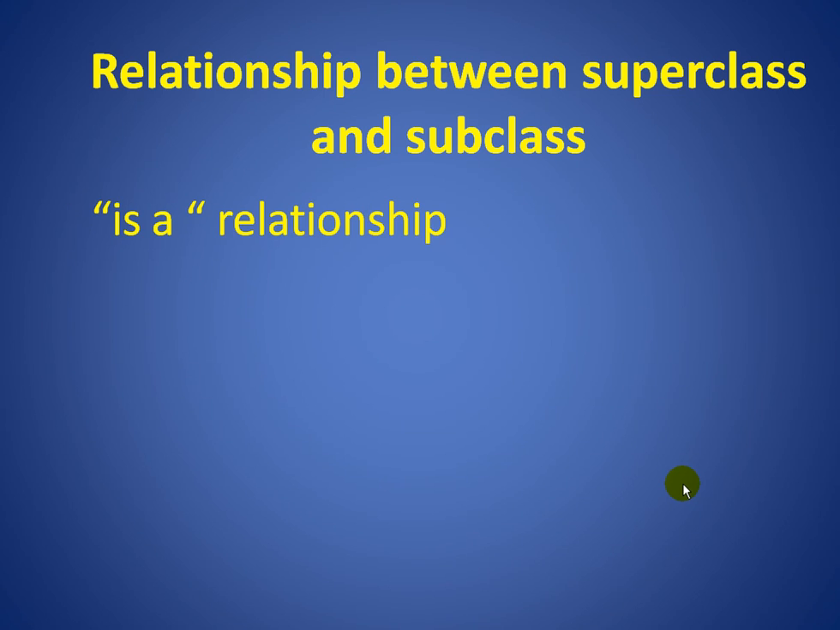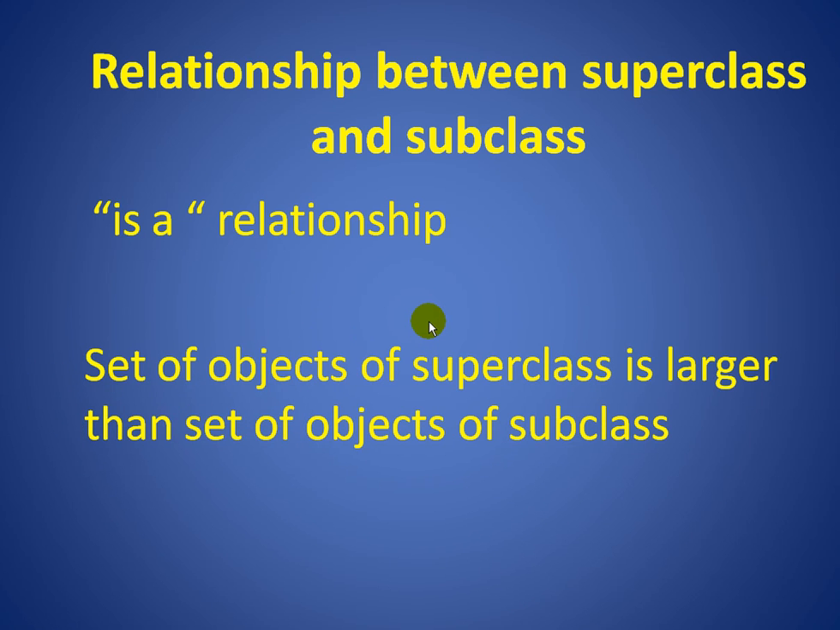Now from this example, we can infer the following about inheritance between classes. This relationship, the inheritance relationship, is also called is-a. So from that example, we can say that each hourly employee is an employee, and each salaried employee is also an employee. So the relationship is called is-a. The second thing is that the set of objects of the superclass is larger than the set of objects of a subclass in general. From that example, we can say that the number of employees is greater than the number of hourly employees, or greater than the number of salaried employees, because those subcategories are already included in the objects of the superclass.